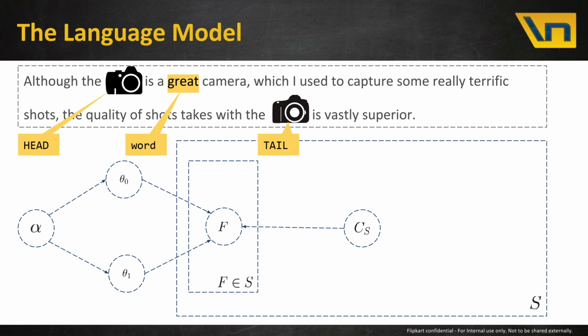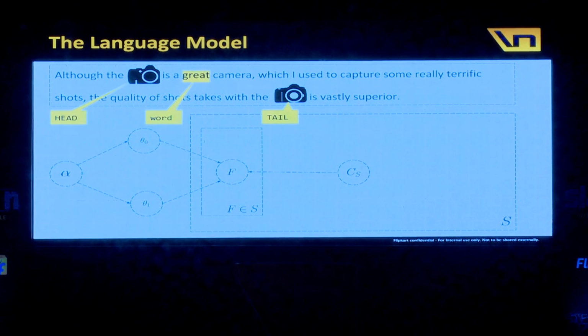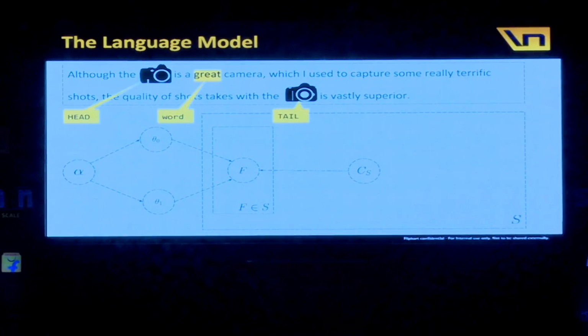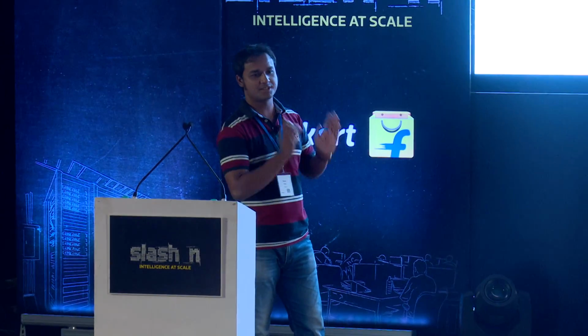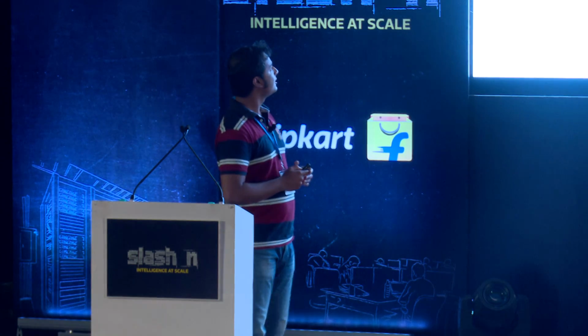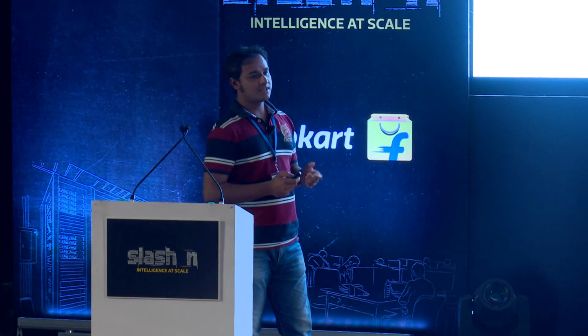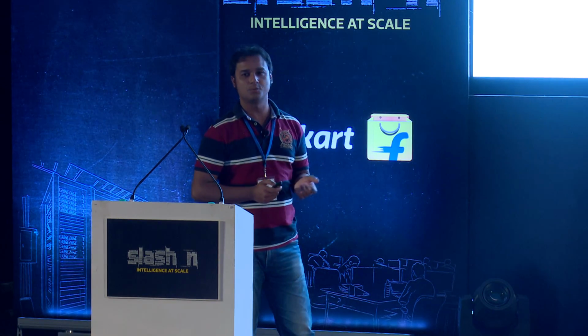Once this is done, you still have to model the language. And what I'm showing you here is known as a graphical model in machine learning. I will explain how to read this. What I'm showing you at the top is an example of a comparative sentence, which compares just two cameras. Let's call one of them head, the other one tail.